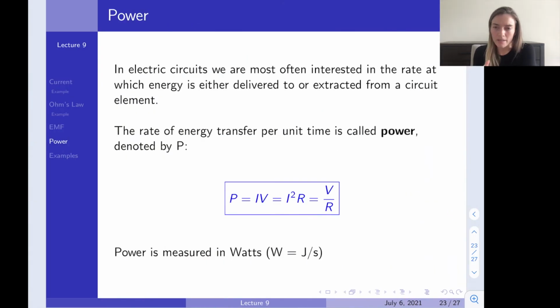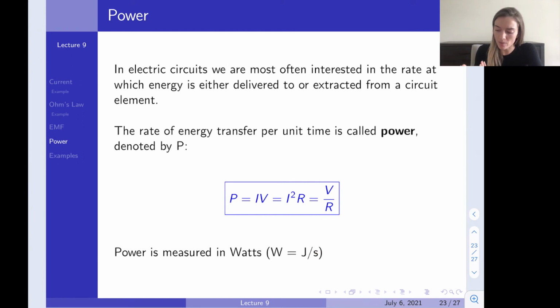All right, so I mentioned that as you go over a resistor, your circuit is going to lose energy. You're going to dissipate energy or power through that circuit element. So power is just the energy transfer per unit time. It's the rate at which energy is transferred, and it's measured in watts, which are joules per second. So it's energy per second.